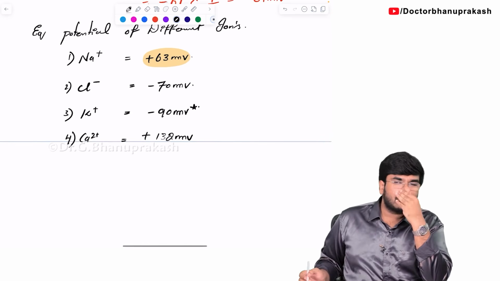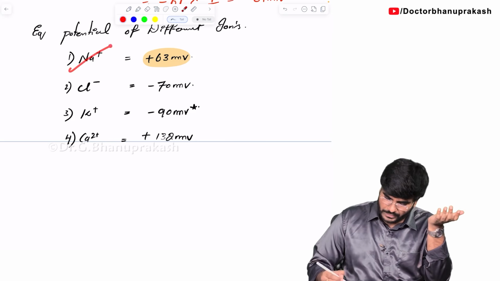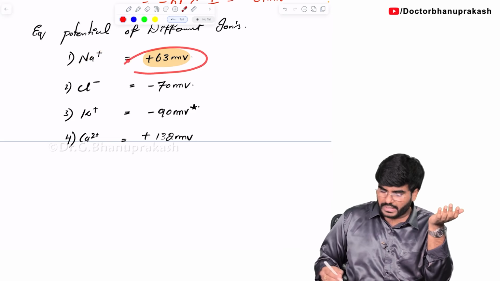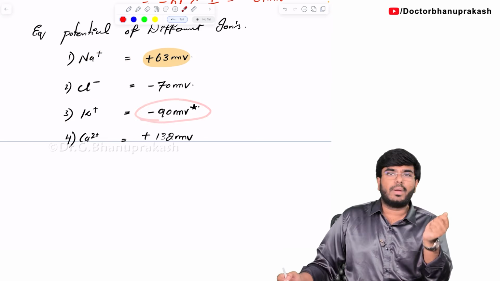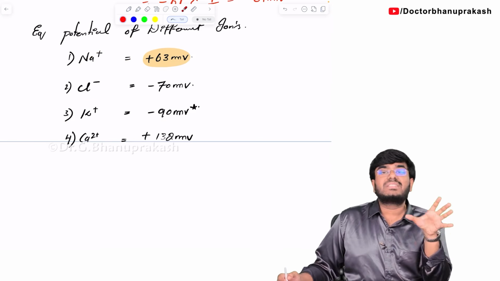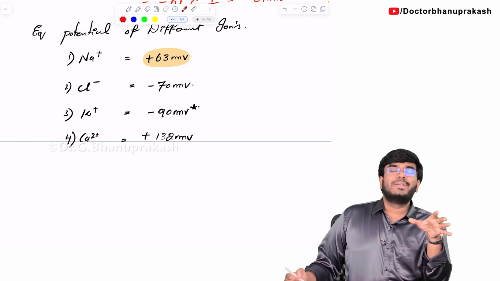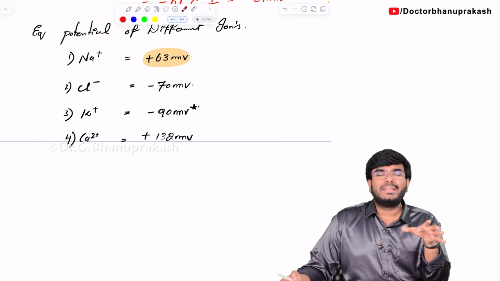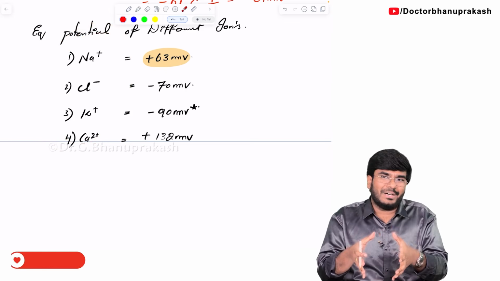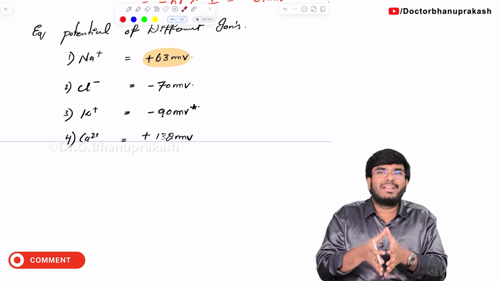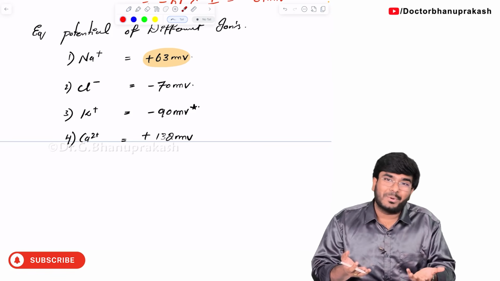But let me ask you, do our cells have only sodium? If only sodium is there, sodium is trying to create a voltage of plus 63. If only potassium is there inside the cell, the potassium will try to create a voltage of minus 90 millivolts. But no, our cells have all these ions. So all these ions want to create their own equilibrium potential. So finally, together, they will come up with a value of resting membrane potential.